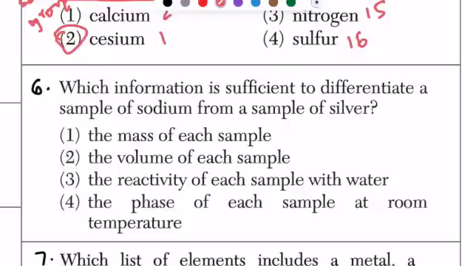The thing is, the mass kind of has no impact on the properties. Same thing with the volume. So those are not good options. The reactivity of each sample, that could be a good one because sodium is in group 1, so that is going to be significantly more reactive than silver. The phase of each sample, that's a physical property, and again, we can always change the phases, so that also does not impact their identity.